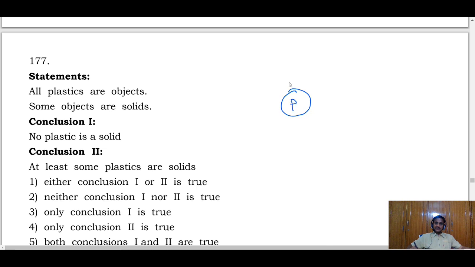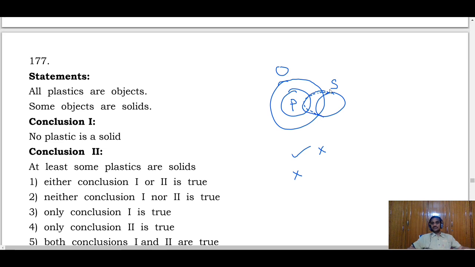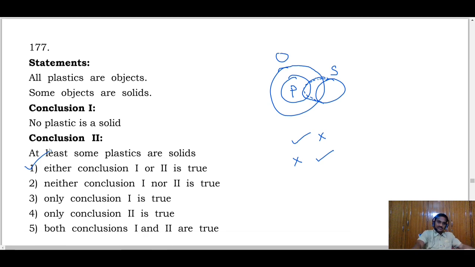Then all plastic are objects. All plastic are objects, and some of the objects are solids. No plastic is solid, definitely true. And some plastic are solids is false. Now the no plastic is a solid conclusion is a false element. Some of the plastic are solids is possible in the alternate diagram, then no plastic is a solid will be false. The alternate diagram proves the previous conclusion false, and the affirmative conclusion becomes true. Now some plastics are solids has become true. First is true, second is false; first is false, second is true. Hence, either 1 or 2, that is choice 1, 177.